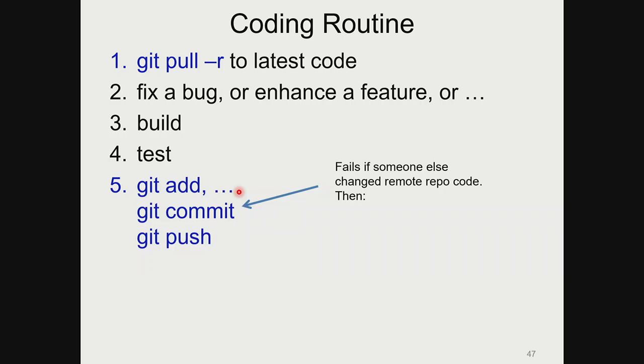So the git push, I think there is an error with the arrow here. The git push will basically fail again if there are changes on the remote repository that we haven't seen, or we haven't pulled to our local copy first. So we will have to repeat the cycle if there are any. We pull, build, test, and then push.